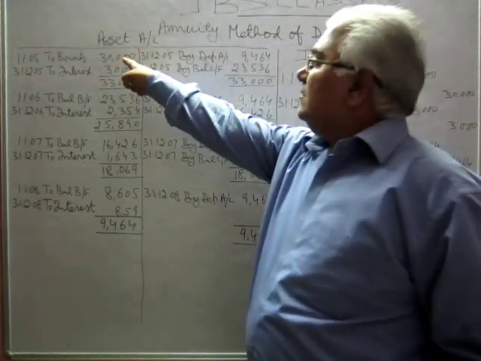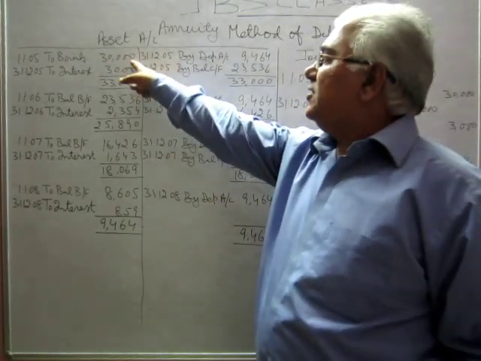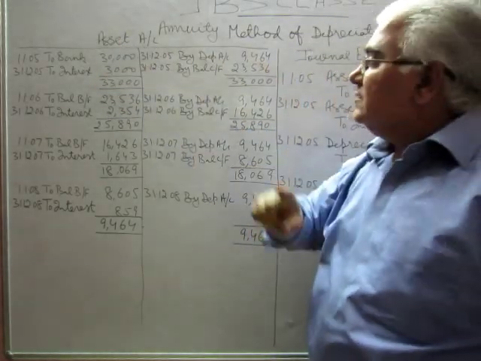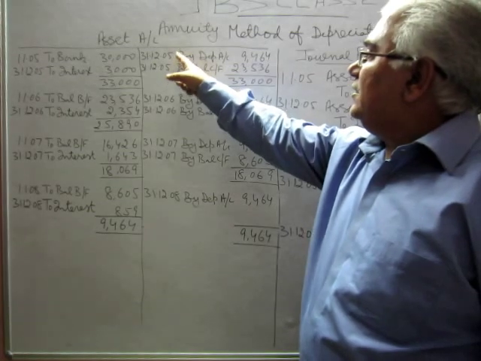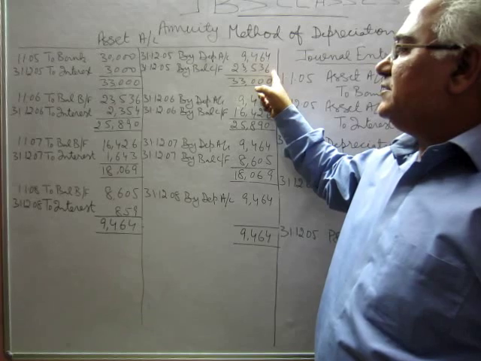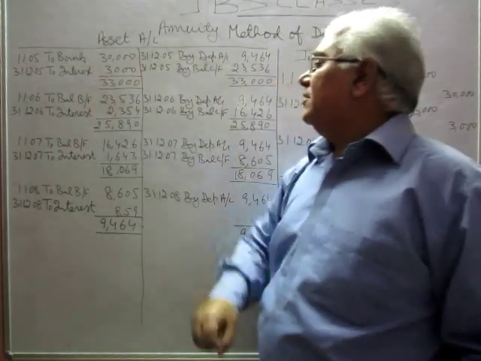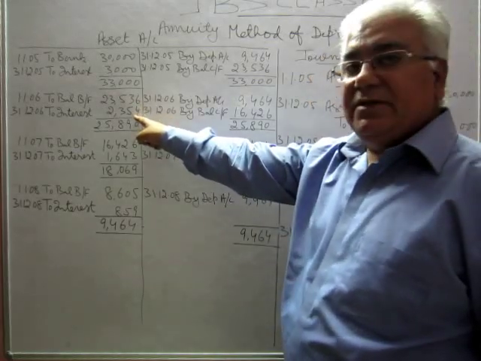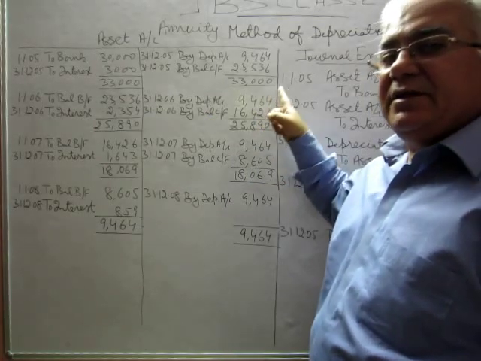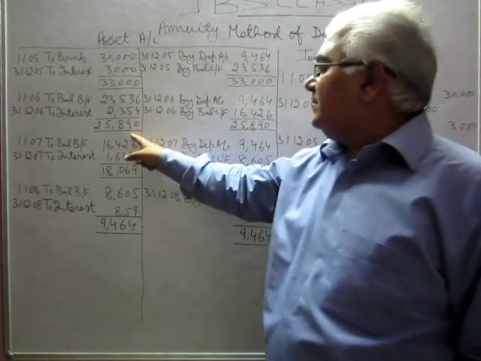You see here, we bought this asset for 30,000, and on this 30,000, 10% interest is charged at the end of the year, and again at the end of the year, depreciation is charged. This amount 23,536 is carried forward to the next year. Now on this amount, interest is charged at 10%, but our amount of depreciation remains the same. This remains the same all the years. Now this amount is carried forward to next year.